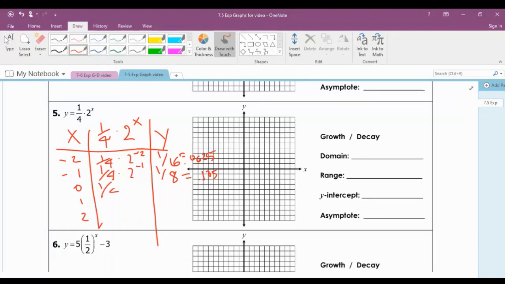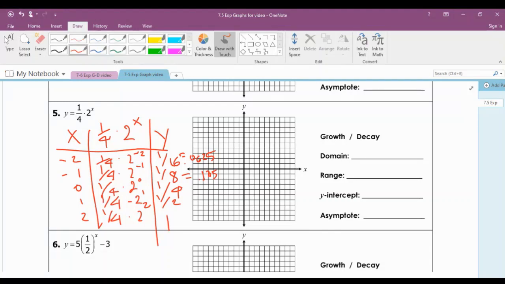This one's good. 1/4 times 2 to the 0. That's helpful because 2 to the 0 is 1. So this is 1/4, and I think you can see a pattern forming here. Then you have 1/4 times 2 to the 1. So that's 1/2. And 1/4 times 2 squared, which is 1/4 times 4, which is 1.